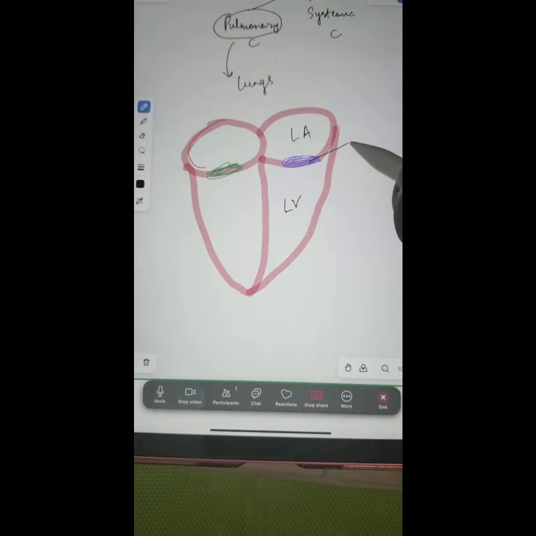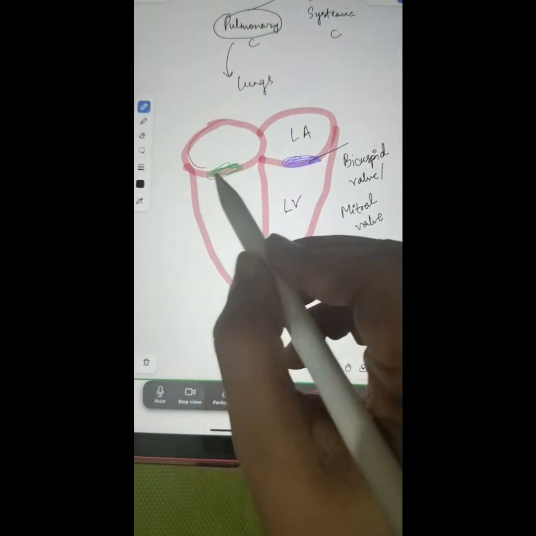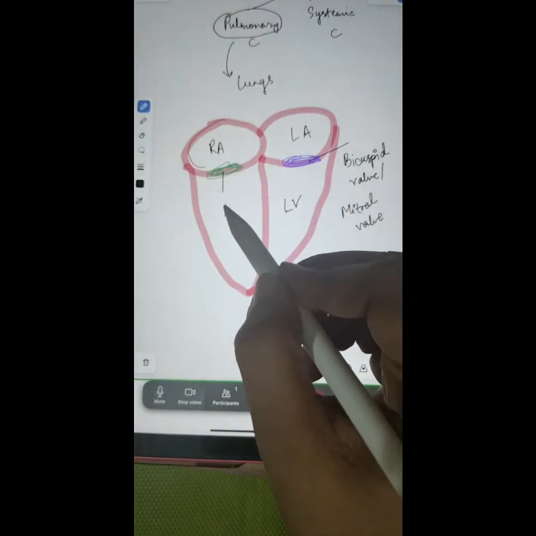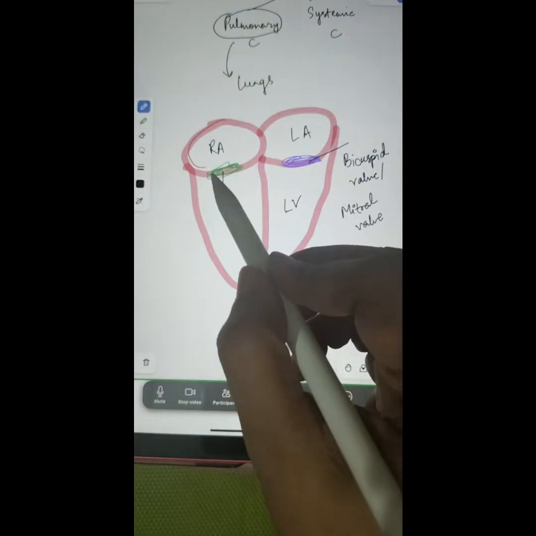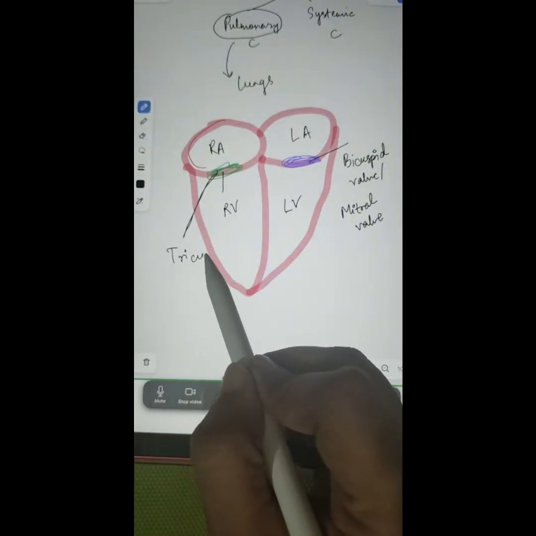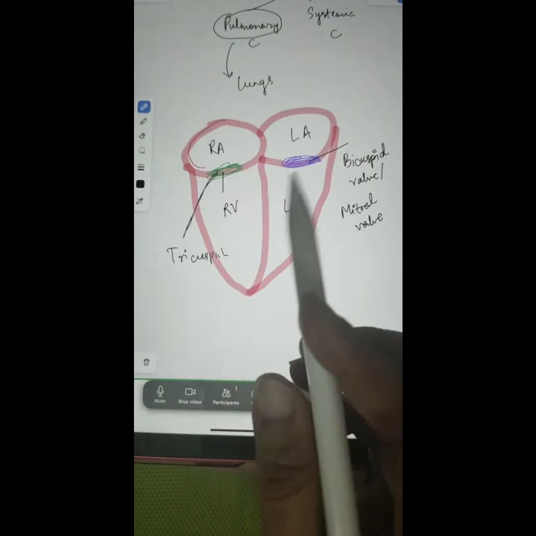So this valve is known as bicuspid valve, and it is also known as mitral valve. Remember, this is important for your level. Bicuspid valve is also known as mitral valve. And here we have right auricle and here we have right ventricle. Between these, we also have a valve and this is known as tricuspid valve.